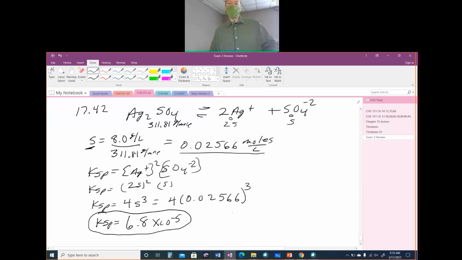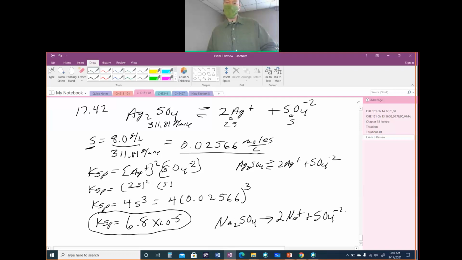So here we have the same reaction. We have Ag2SO4 going to 2Ag+ and SO4 2-. Except now you have to know that all sodiums are soluble. So if you are trying to do an Na2SO4, there's only one arrow. It is completely soluble. You get 2 Na+ and you get SO4 2-. So your initial concentration is 0.45 molar, and it is 100%. All sodiums are soluble. We have 0 of Na2SO4.